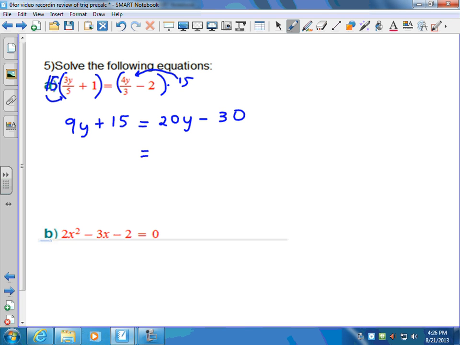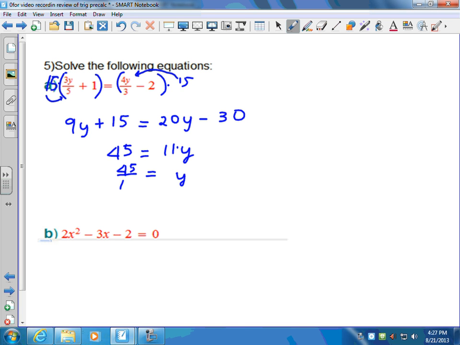And I'm going to collect the y's on the right-hand side, so I will subtract 9y from both sides. 20y minus 9y is 11y. And I'll collect the constants on the left-hand side, so I will add 30 to both sides. 15 plus 30 is 45. And to finish the question, just solve for y, dividing both sides by 11, right?